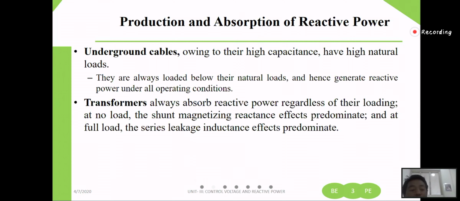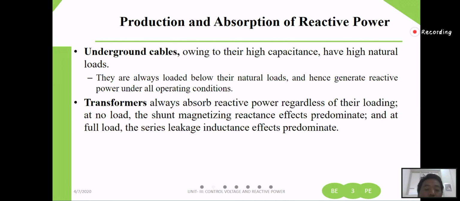Then the transformer, everybody knows about the transformer. This transformer will always absorb reactive power regardless of its loading, whether it is heavily loaded or lightly loaded. So the transformer always absorbs reactive power.